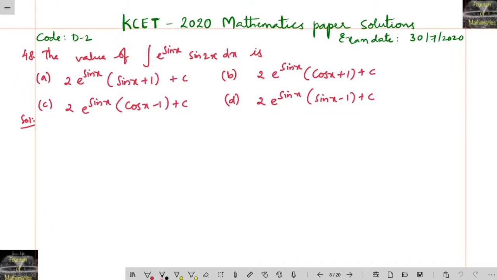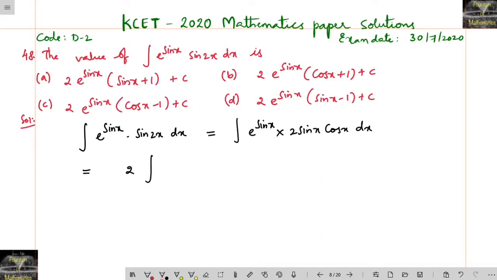And question number 48, the value of integral e power sin x into sin 2x dx is, so integral e to the power of sin x into sin 2x dx. So this I can also write e to the power of sin x into 2 sin x cos x, sin 2a formula I am applying. So this I can write 2 into integral e to the power of sin x into sin x cos x dx.